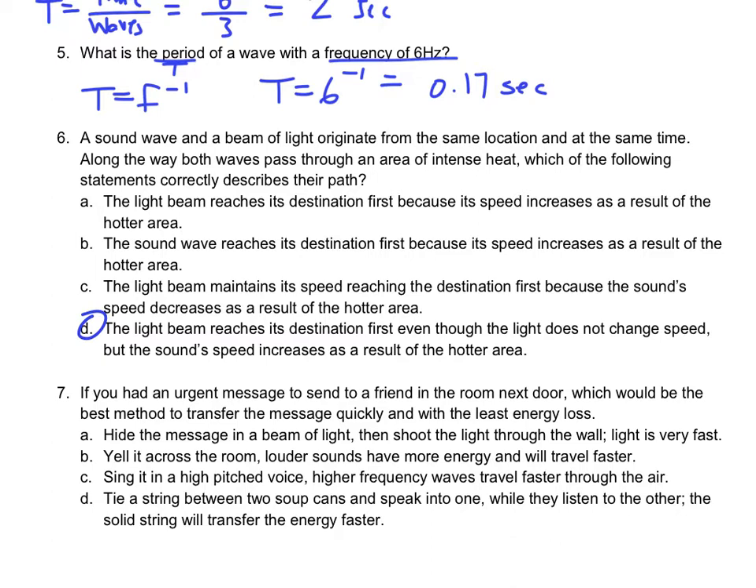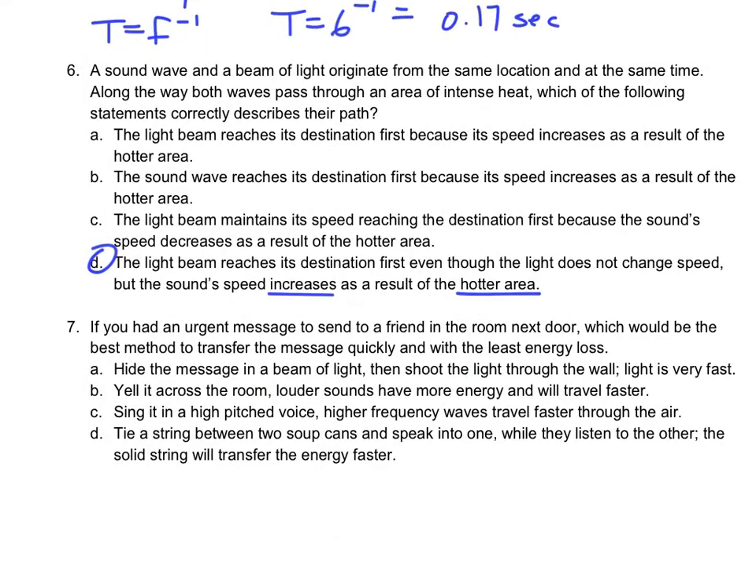The light beam reaches its destination first because we know light travels significantly faster than sound, even though the light does not change speed. So the light is not going to be affected by temperature, it's going to maintain that constant speed. Sound speed is going to increase as the temperature becomes hotter or higher.